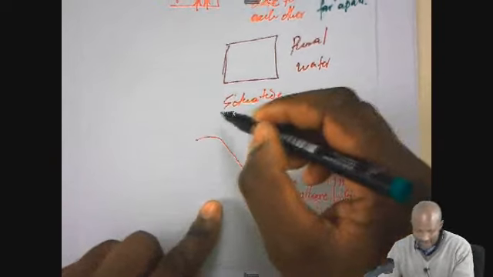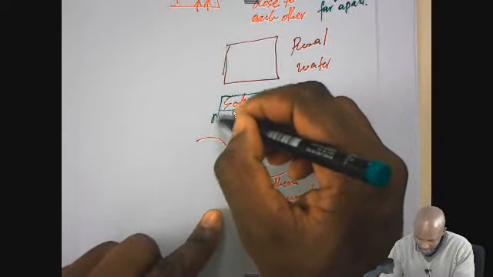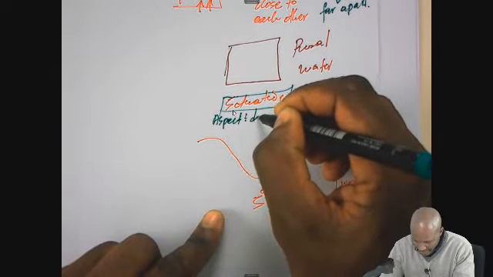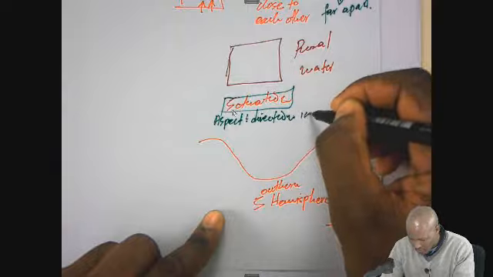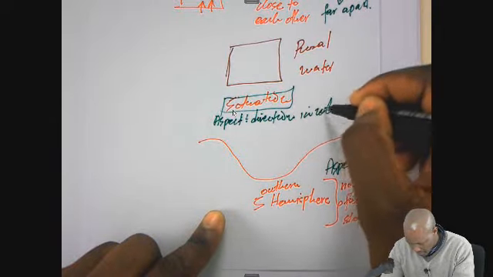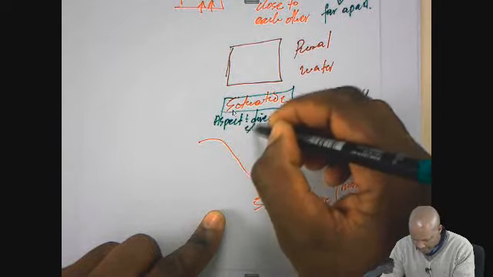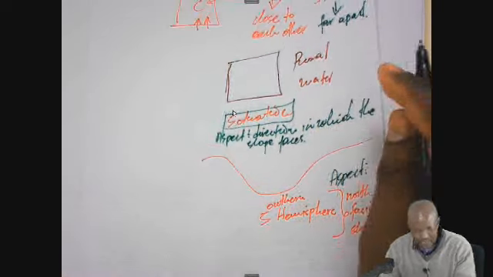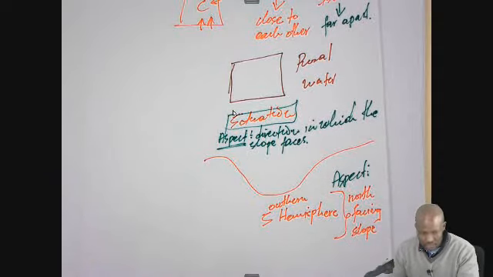Let an old man write it somewhere here. Now we are talking of the situation. Aspect means the direction in which the slope faces. Very important, my learners. Aspect, the direction in which the slope faces.